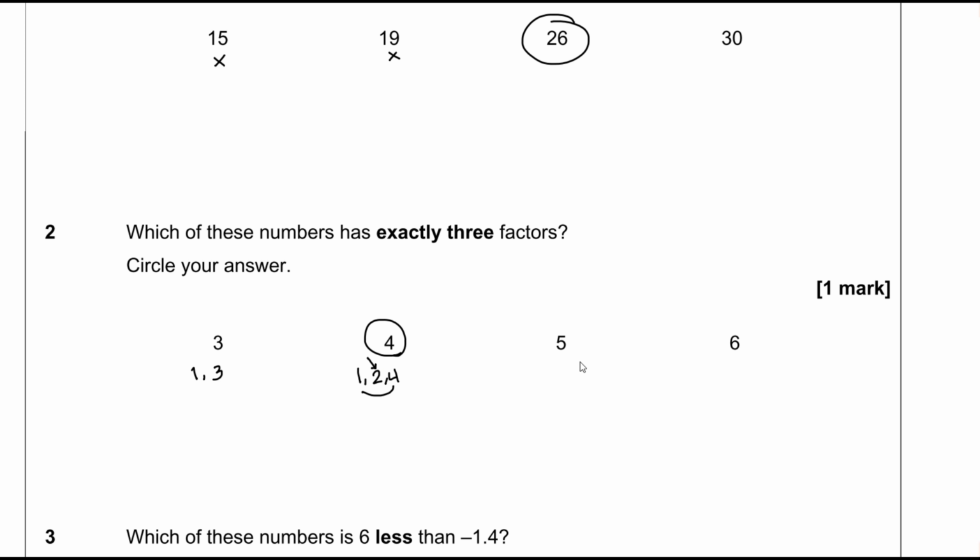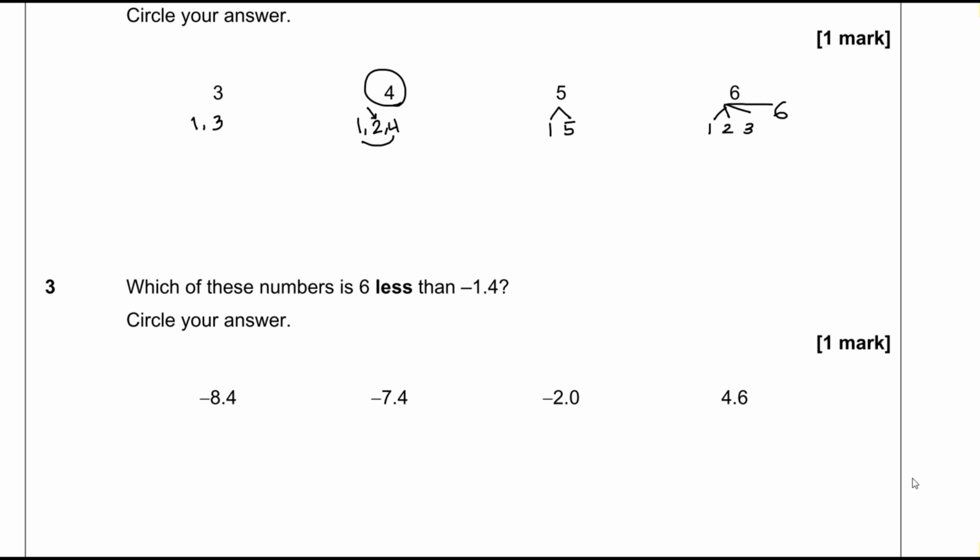I think we got the answer already. But if you want to carry on, just check what about 5. It has 1 and 5 as factors. What about 6? I think 6 has 1 and 2 and 3 and 6. So it has 4 factors. Our answer is confirmed. It is 4. Let's continue with question 3.